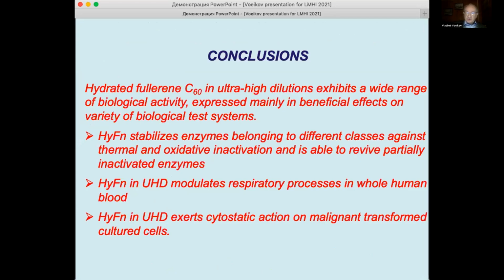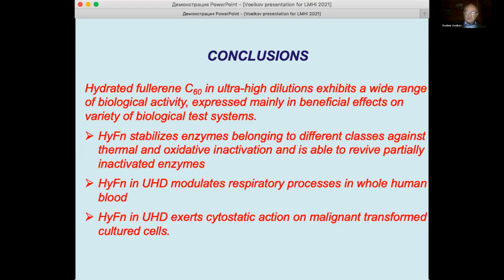So we come now to the conclusions of the results reported in my presentation. Hydrated fullerene C60 in ultra-high dilutions exhibits a wide range of biological activity, expressed mainly in beneficial effects on a variety of biological test systems. It stabilizes enzymes belonging to different classes against thermal and oxidative inactivation, and it is able to revive partially inactivated enzymes.